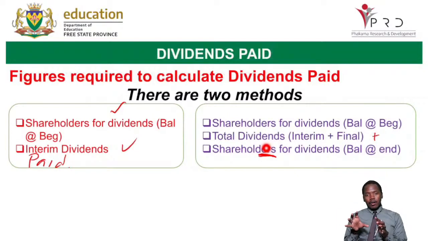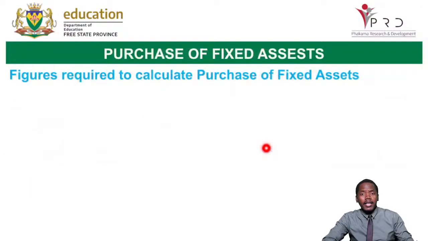Why was I discussing all of this? So that when we do an activity, it becomes easy, because an activity we are going to do today will be requiring you to calculate operating activities total. So we need to know how to get the figures and where to get the figures for these items. Now let us move on. We are now looking at the purchase of fixed assets. Now which figures do we need for the purchase of fixed assets?